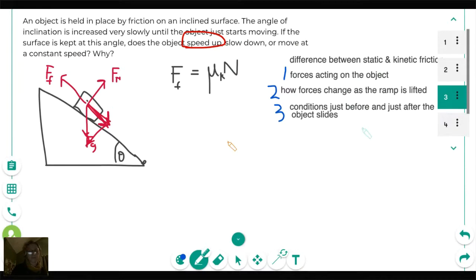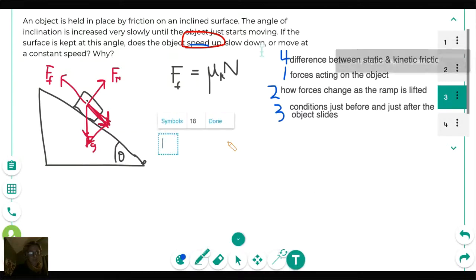Talk about those conditions just around that transition point where the box just begins to slide. And then you can talk about how once it starts sliding, now it is not feeling static friction anymore. Now it's feeling kinetic friction, and talk about the differences between those and why that would make the box speed up. Okay, and again, you want to reference what the actual answer is. You want to make sure you actually say that somewhere in your response.